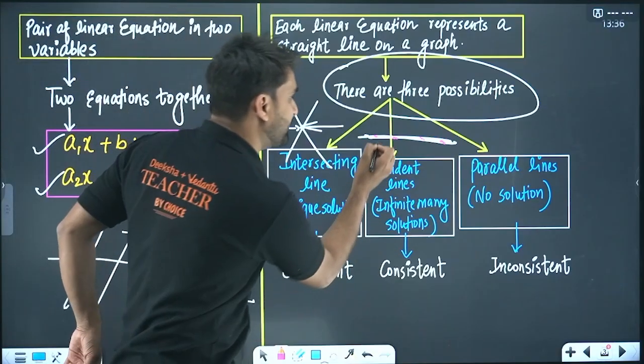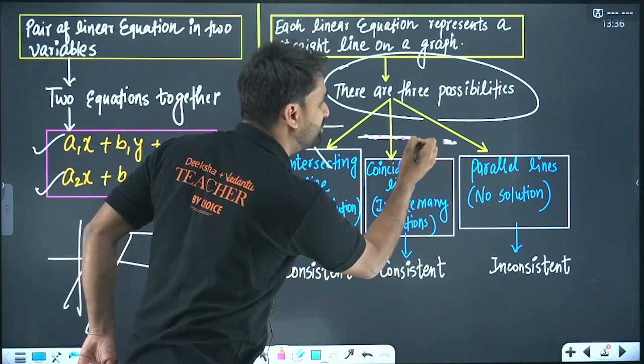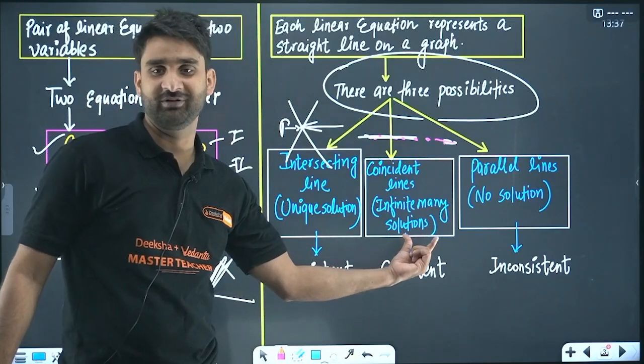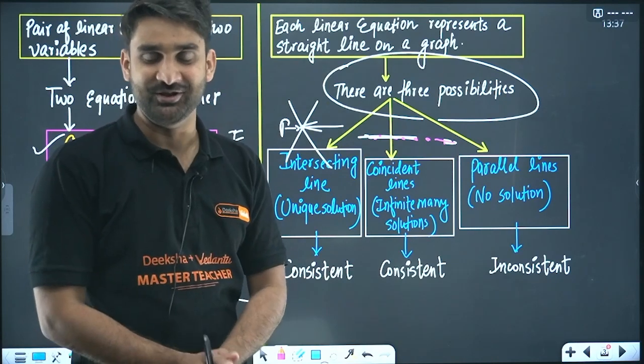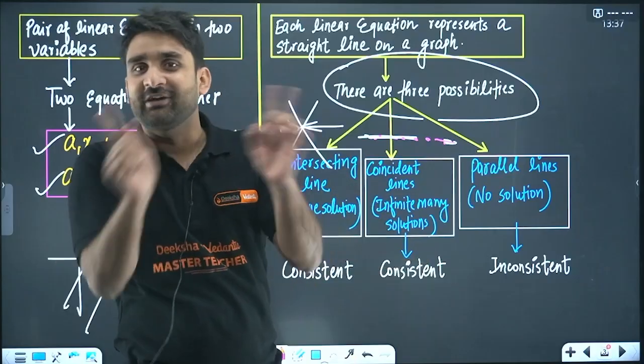Each point will be satisfying this point, this point, this point, and so on. How many solutions will be there? Infinitely many solutions will be there. Why? Because both the straight lines are completely overlapping each other. So means each x value and each y value will be satisfying both the equations.